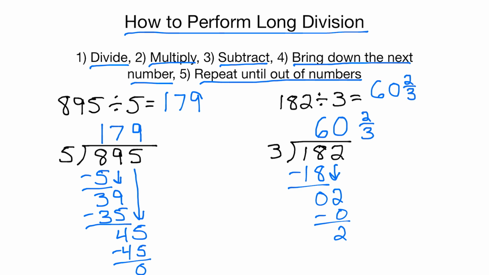Okay, a couple of examples of long division. So the steps are: number 1, divide. Number 2, multiply. Number 3, subtract. Number 4, bring down the next number. Number 5, repeat until you're out of numbers. And every time you divide, put an answer on the answer line, which is the top of the long division symbol.